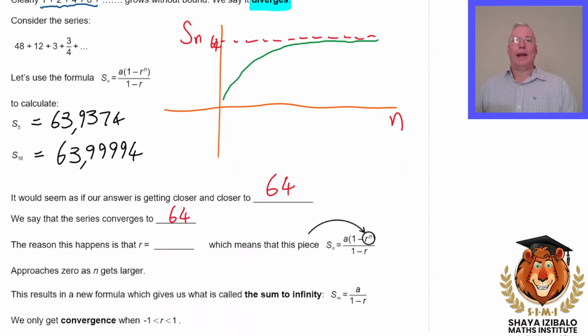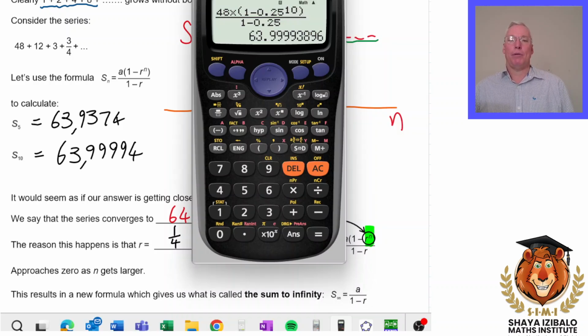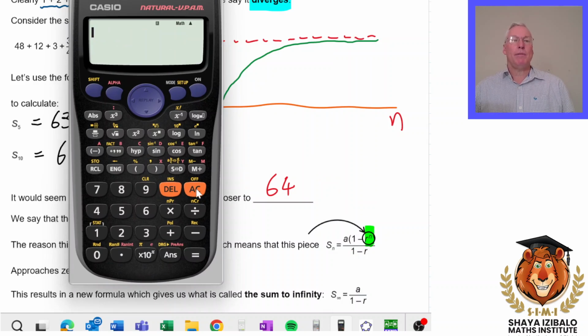Now let's look at why this happens. Let's understand why. That's something we always want to do in maths. R is a quarter. If we look at R being a quarter, that means this tiny little piece over here, when you raise a quarter to a big number, let's look at what happens there. Let's start off and raise 1/4 to the power of 6. That's not a very big number, and it's quite a small answer.